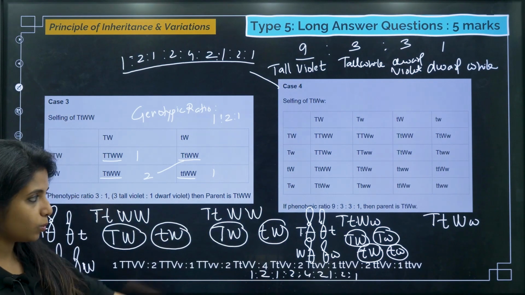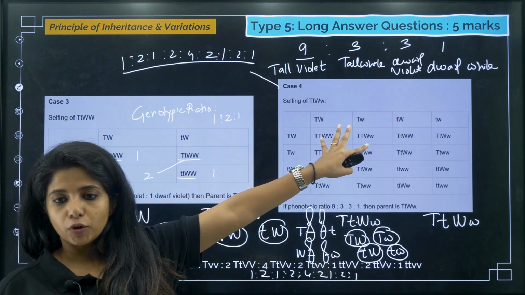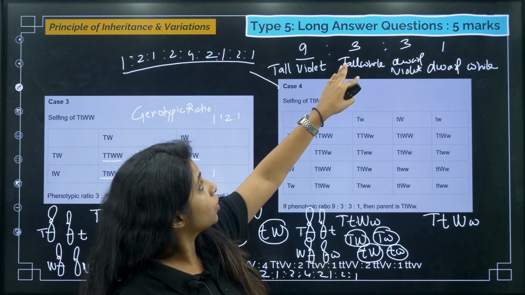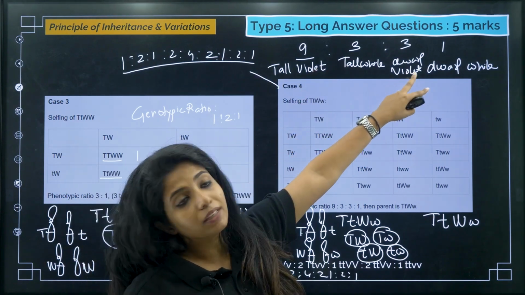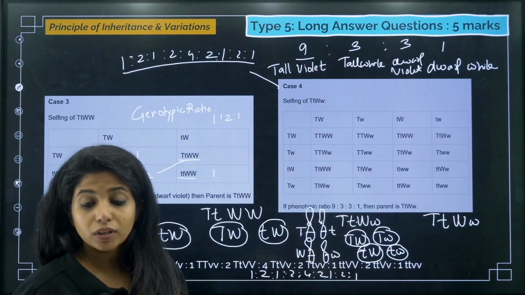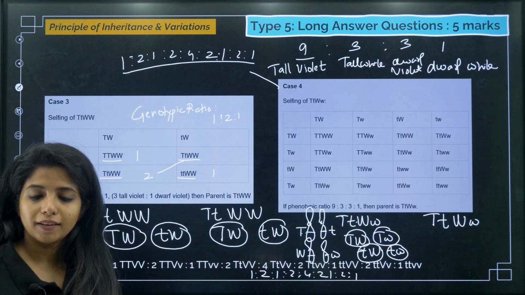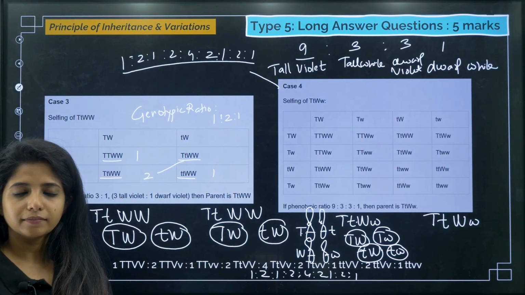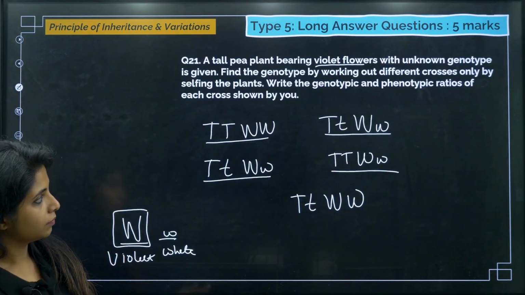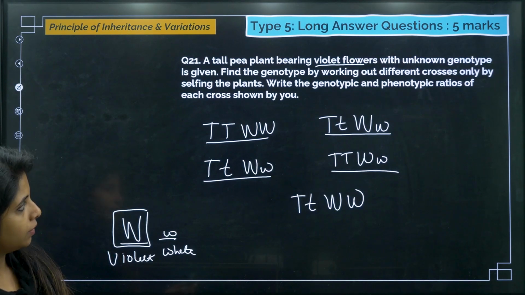This was the one that explained independent assortment. Since tall was not always going with violet, we got these types of features. So it was independently assorting all the genes. Works? So I hope we are done.